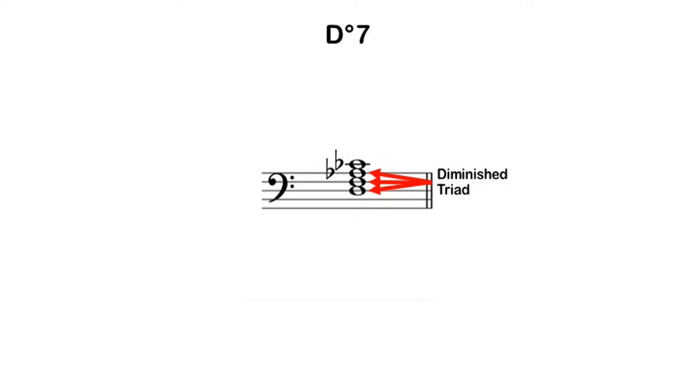If I needed to spell a D fully diminished 7th chord, I start by writing a diminished triad, D, F, A flat, and I can either put a minor 3rd above A flat, which would be a C flat, or I can write a diminished 7th above a D, which would also be a C flat.